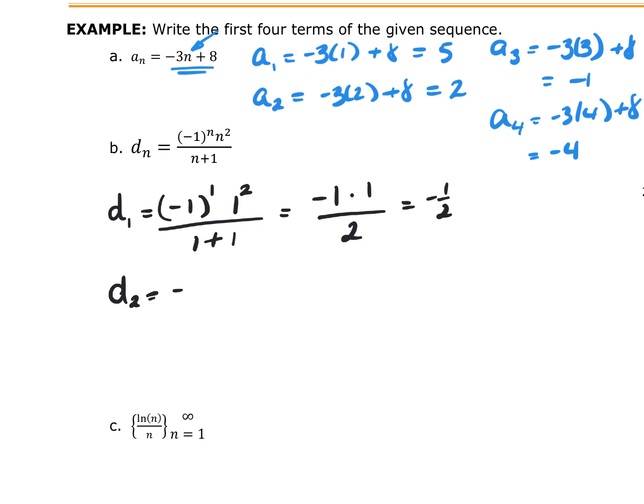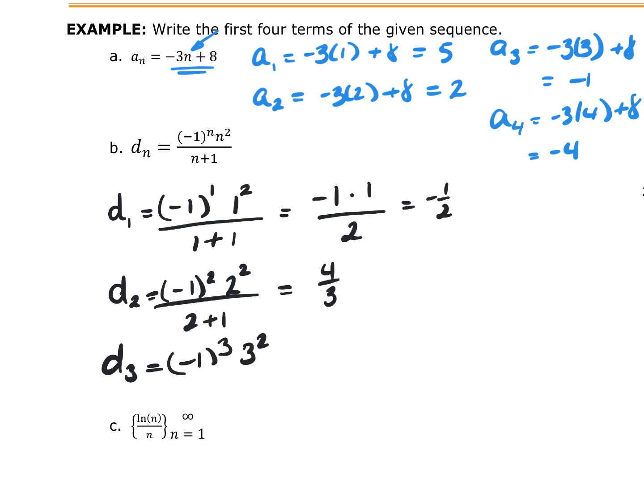D sub 2 is negative 1, the quantity squared, and then I have 2 raised to the 2, and then I have 2 plus 1 in the denominator. So now I have a positive, because negative multiplied by negative is a positive, and then 2 squared is 4 over 3. D sub 3 is negative 1 to the 3rd, 3 squared over 3 plus 1. So this is going to give me a negative 1 raised to the 3rd power is a negative 1 multiplied by 9. That's 3 squared.